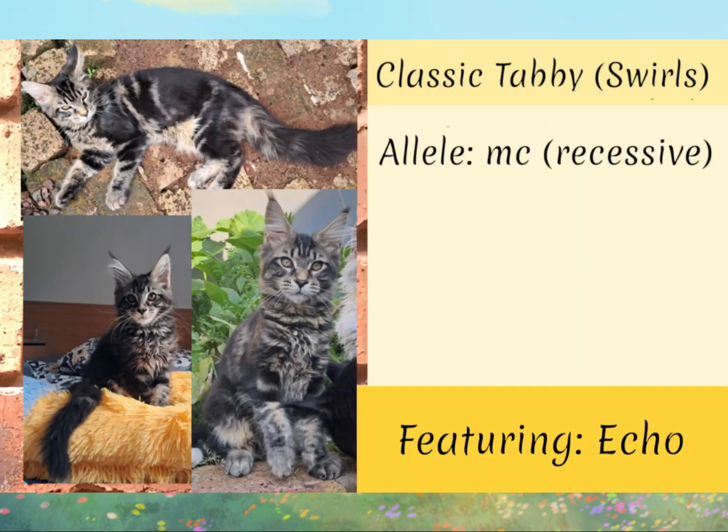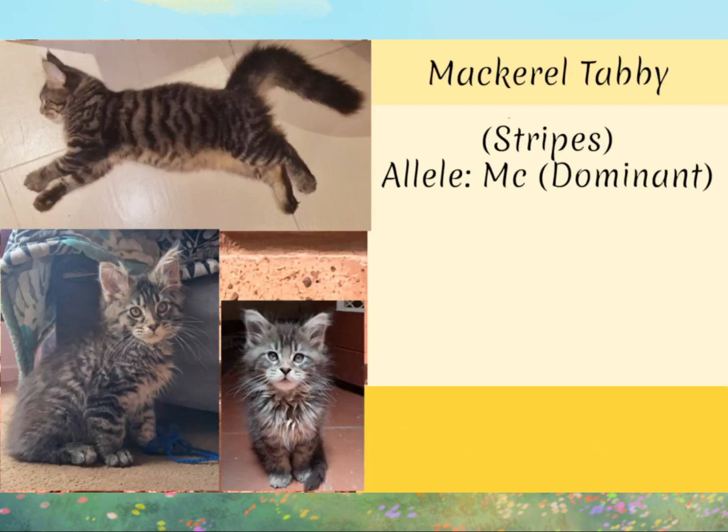There are different types of tabbies. Firstly, classic tabby. They have swirl patterns, and their allele is recessive. The second type of tabby is mackerel tabby. They have stripes, and their allele is dominant. Both mackerel and classic tabbies have the same gene, the TACPIP gene.